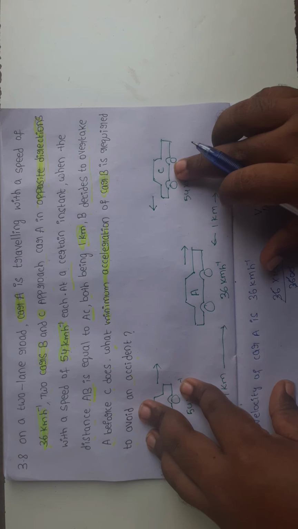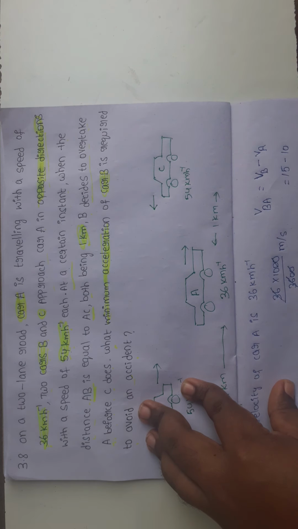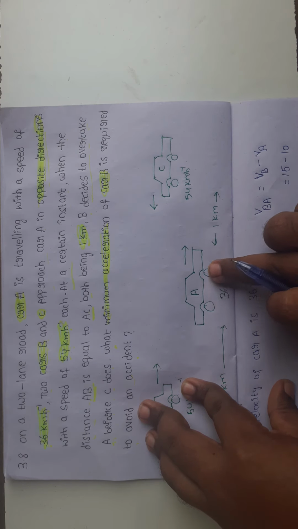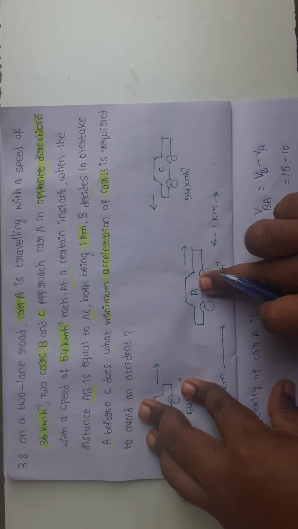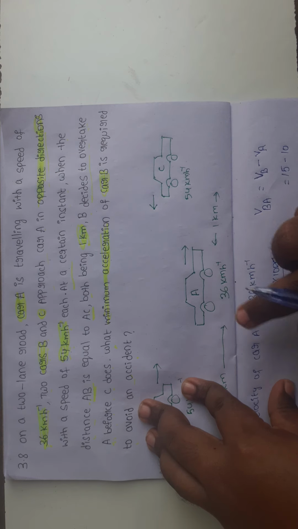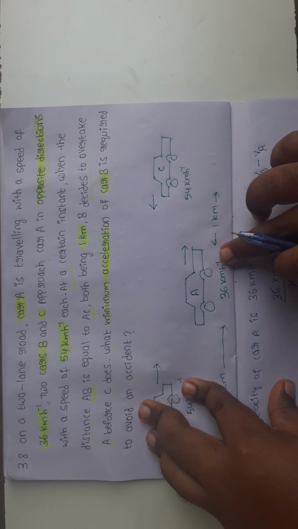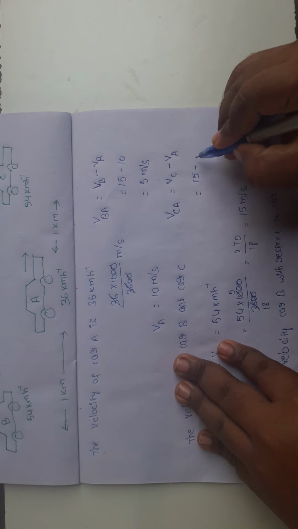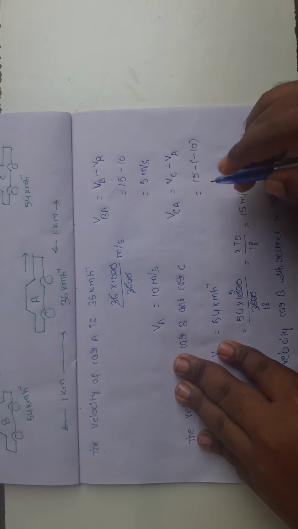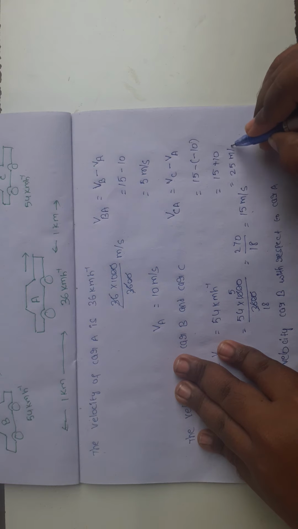Observe here, what is the direction of car C? This is the direction of car C. We are taking the velocity of car C as 15 meters per second. The velocity of car A is 10 meters per second, but the car is traveling in the opposite direction to car C. So that's why I am taking the negative. So the velocity of car A is minus 10 meters per second. Minus of minus 10 meters per second is the velocity of car A. So total 15 plus 10, 25 meters per second.